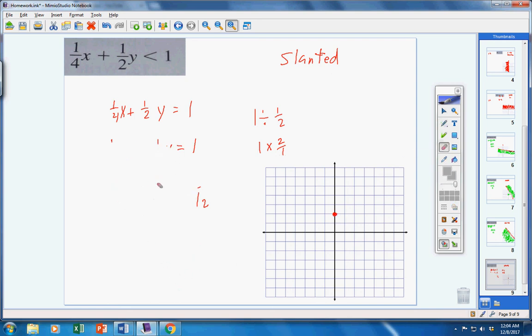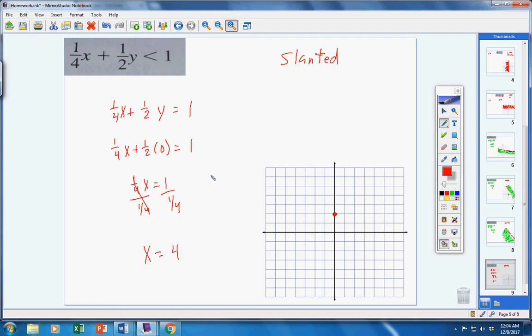Now let's find your x-intercept by substituting 0 in for y. So 1/4 x plus 1/2 times 0 equals 1. 1/2 times 0 is 0, so we're left with 1/4 x equals 1. Divide both sides by 1/4. These cancel, and x equals 4 because 1 divided by 1/4 is the same thing as 1 times 4 over 1, which is 4. So your x-intercept is 4. There's no equal sign here, so your line will be dotted.